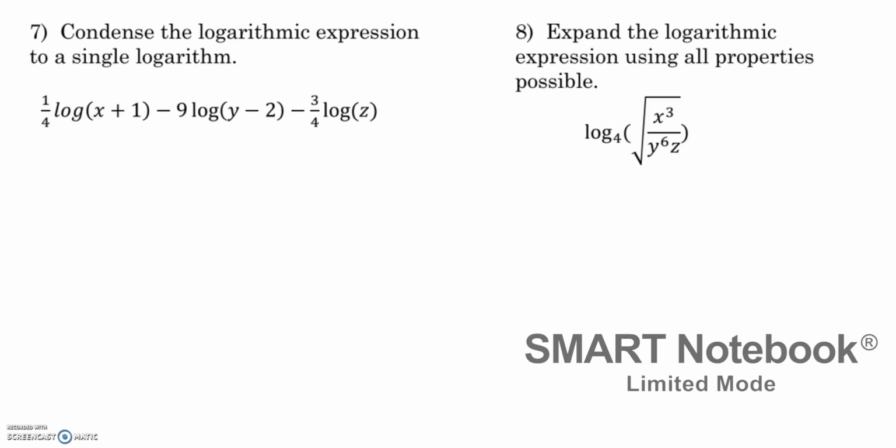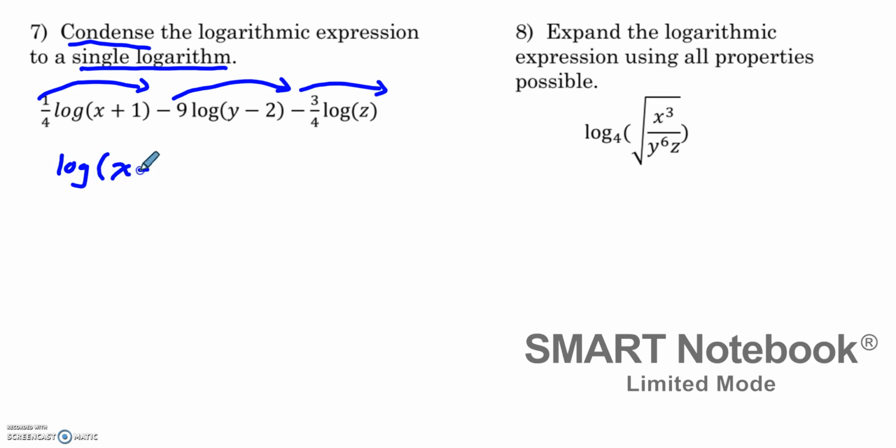In this video we're going to be going over numbers 7, 8, and 9. So if we start with number 7, the directions are to condense the log expression to a single logarithm. So we only want one log in the end. And the first thing we'd like to do when we're condensing is move all the leading coefficients back up to be exponents so that we can make it even smaller.